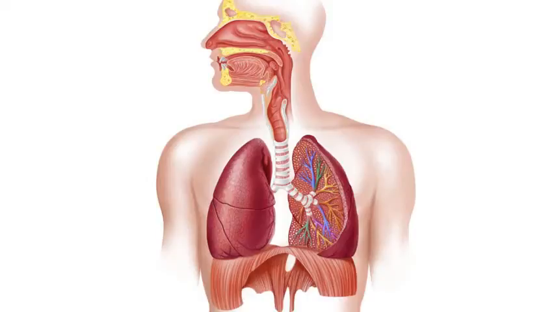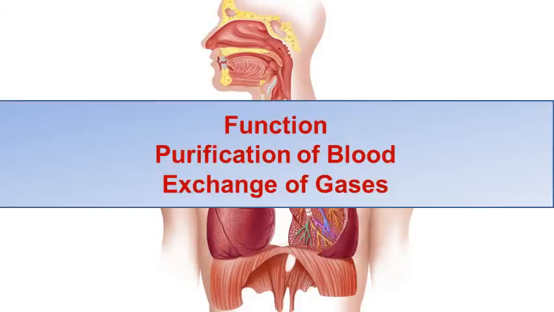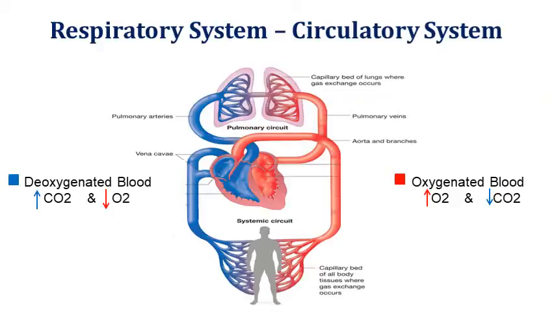But what is the major function of the respiratory system? The major function of the respiratory system is purification of blood through exchange of gas. Let's understand the correlation between the respiratory system and the circulatory system. As you all are aware, the heart is the pumping organ which is responsible for the provision of oxygenated blood across the body.